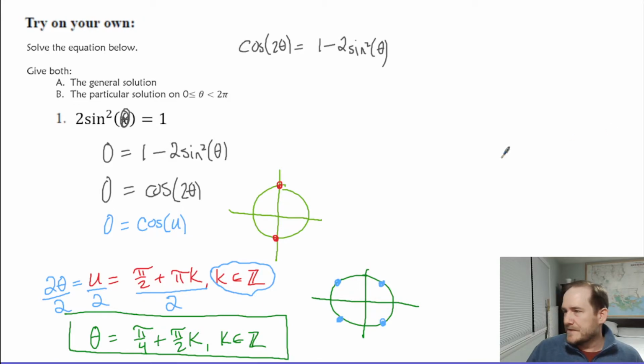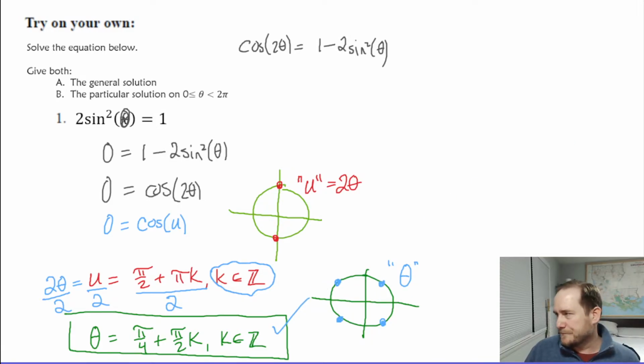Remember, this thing that we graphed is a graph of the solution set for u, right? Meaning that's the solution set for 2 theta. That's not really what we want. What you see down here is the solution set representing all the solutions for theta. That's why you're seeing two different things. But anyway, there you go.